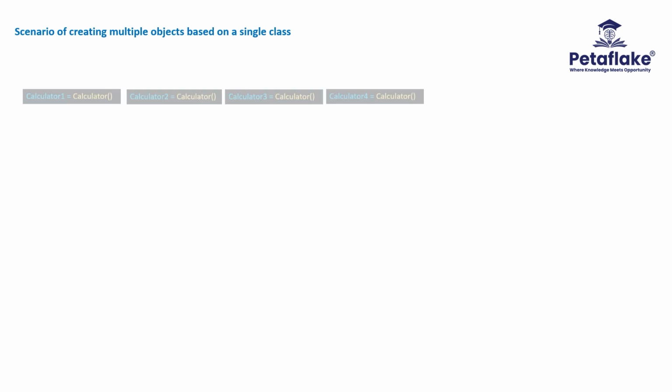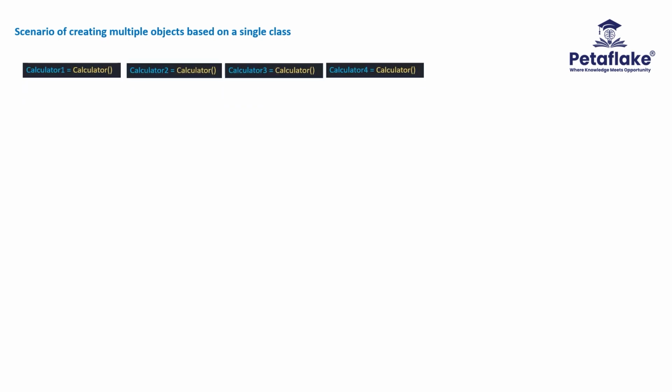The programmer is allowed to create multiple objects for the same class in the same program, depending on the requirement. But the name of the object must be unique and should not be duplicated within the program. Let's say four objects are created for the calculator class. What happens internally? The first object will be created with the name calculator 1.